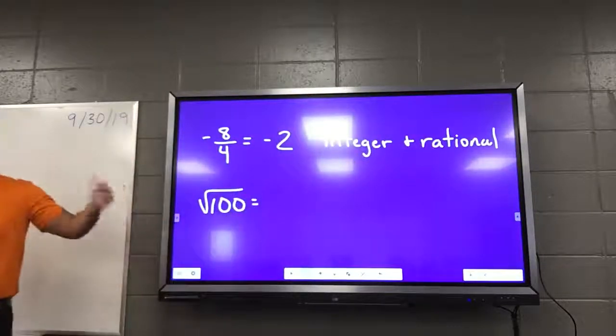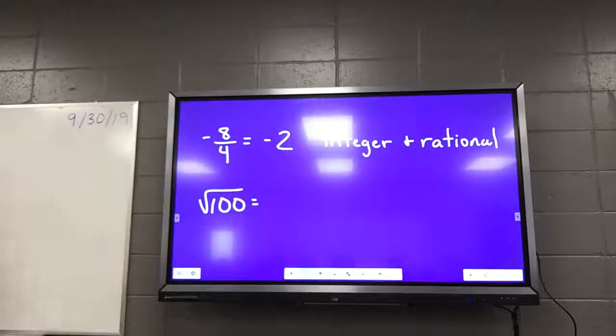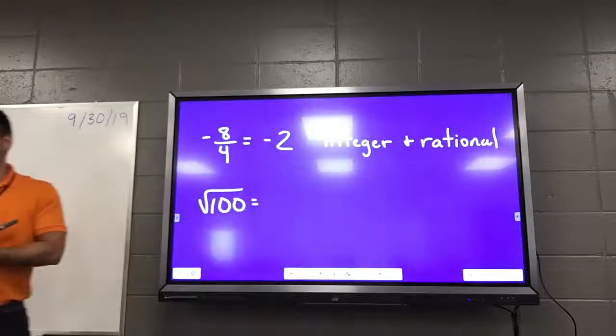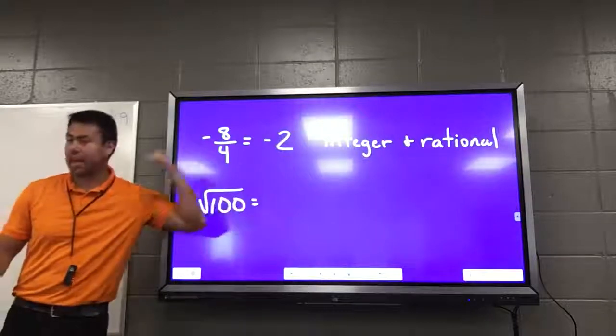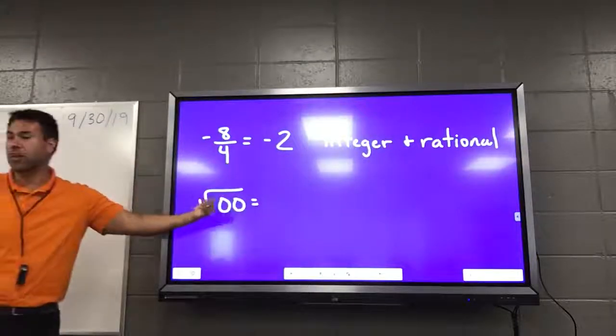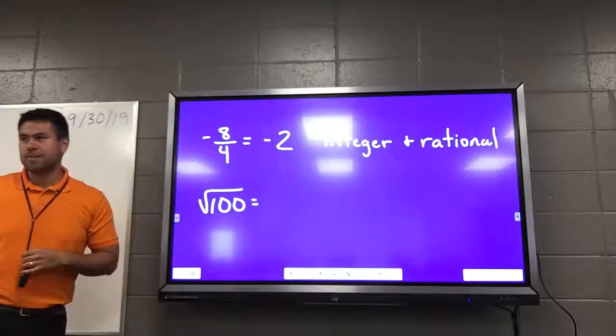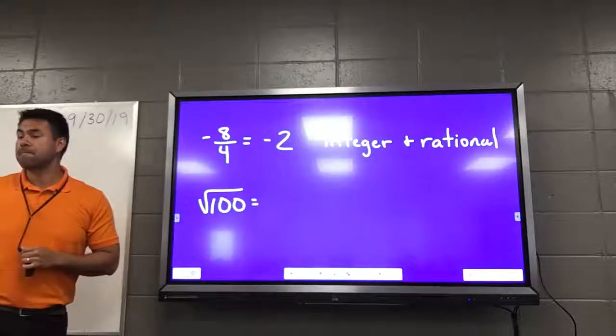Guys, I need you to tell me what that is. You write on your own, and then we'll go over it. Don't say it out loud. So are we writing the categories? Whatever the categories are, for the square root of 100. I don't understand what it means. It's like real.